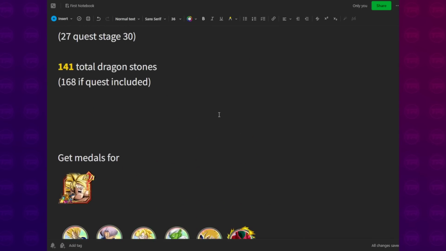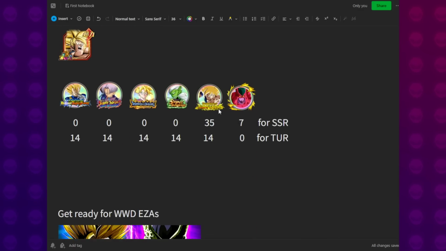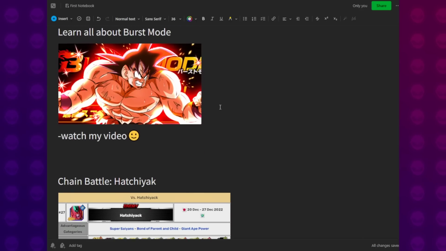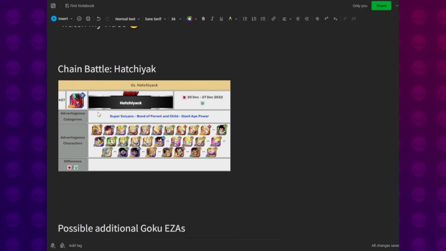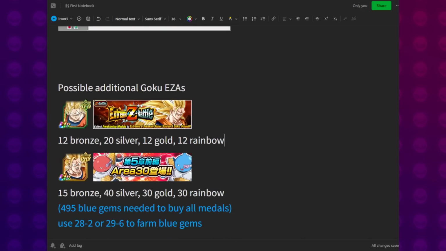So if you're bored out of your mind, maybe you don't have the LR God Goku EZA, and you've gotten tired of watching my showcases on the God Goku, then maybe just do all this. Watch my burst mode video. Get ready for Hachiak Chain Battle. Get all of these EZAs taken care of, or even link level, whatever floats your boat. Get it done. That's it.